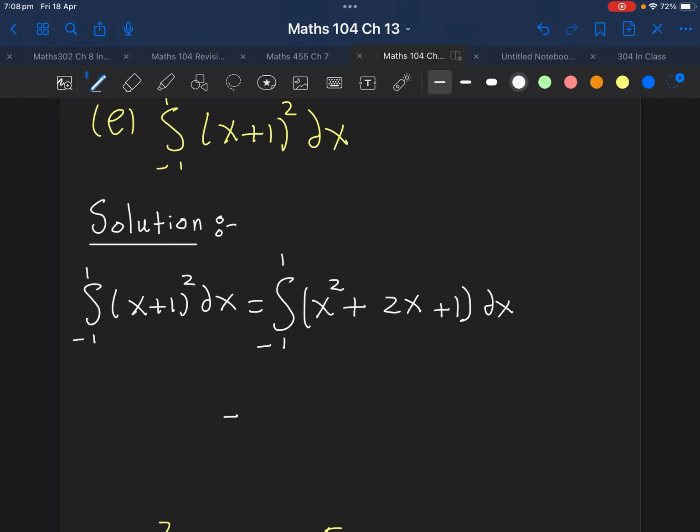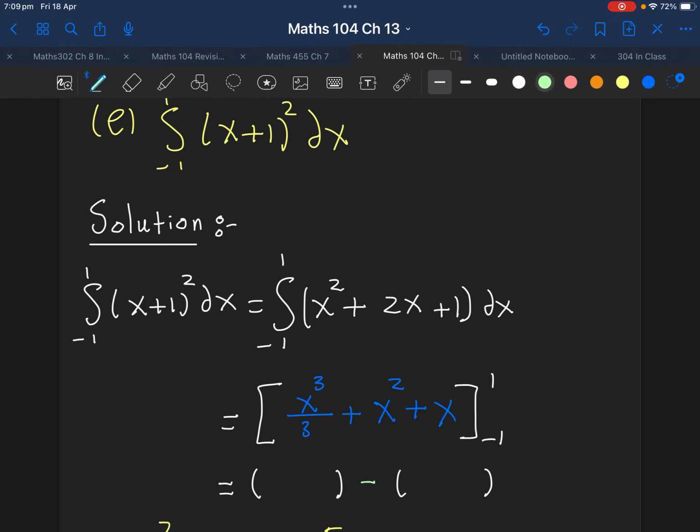Now we need to do this integration. So if we do the integration of x^2, we add 1 and divide by the new power. For 2x, the integration of x is x^2 over 2, but there is a 2, so it will be just x^2, and finally it will be just x. And finally we substitute from -1 to 1, and we just need to find the answer.